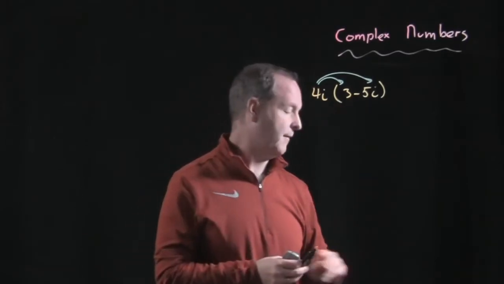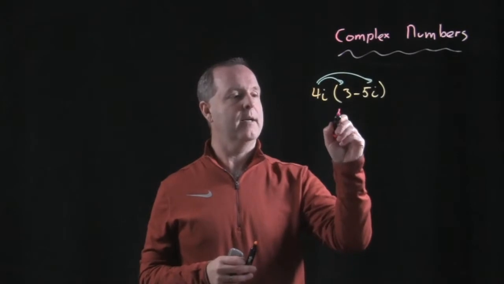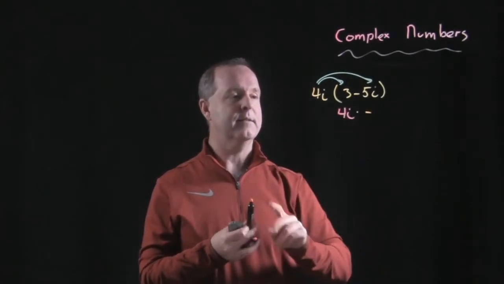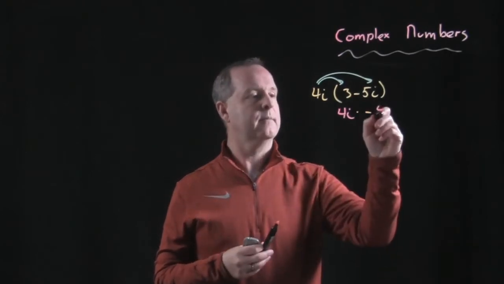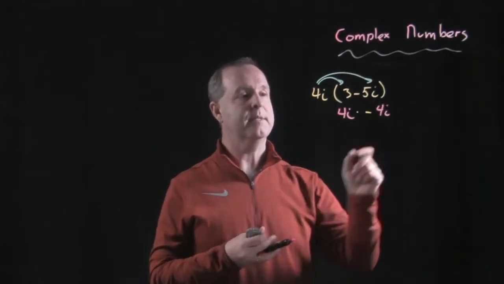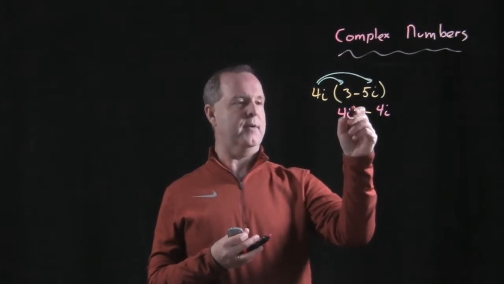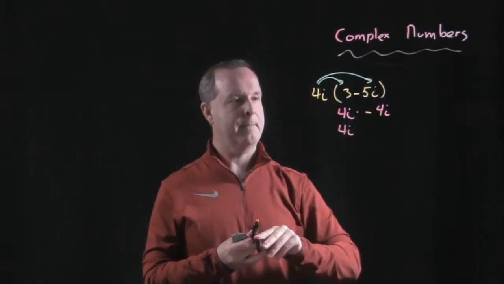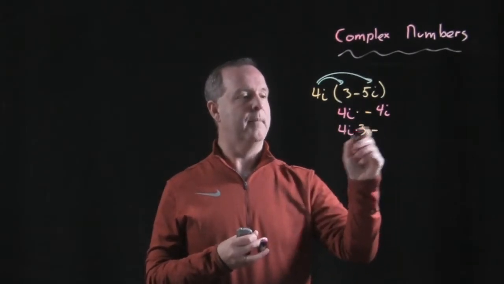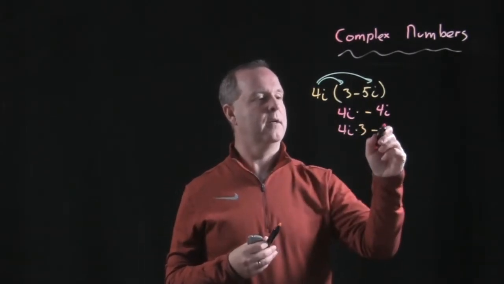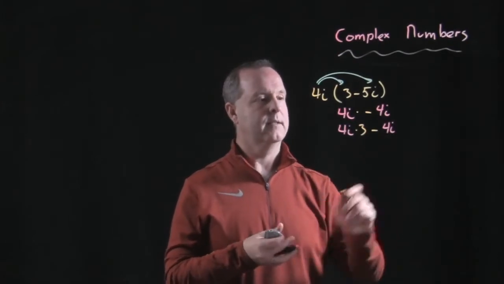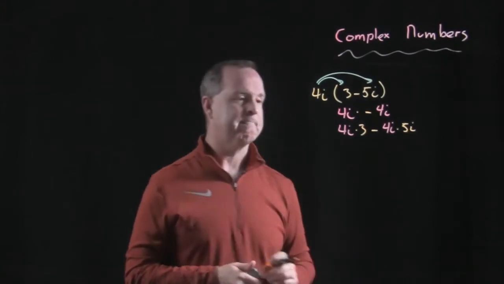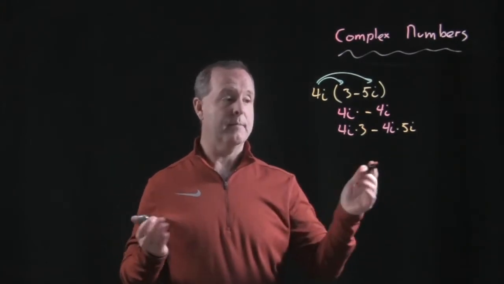So this becomes, if I were to distribute it out, 4i times the 3 minus the 4i times, in this case, whoops, 4i times the 3. I didn't write that 3 in there, did I? 4i times the 3 minus, there, that's much better, 4i times a 5i. There's my distribution. Now I can multiply this out.